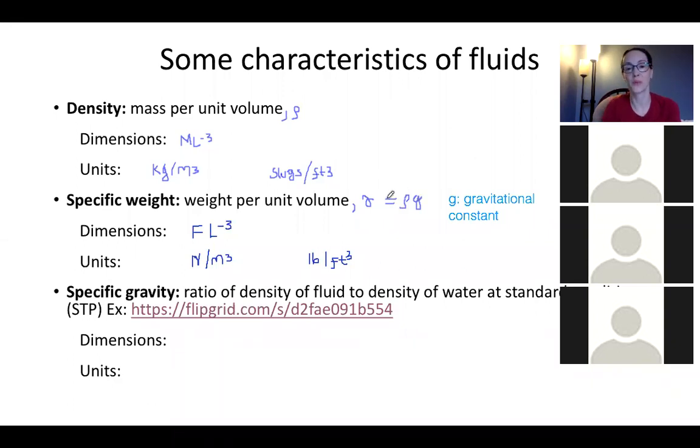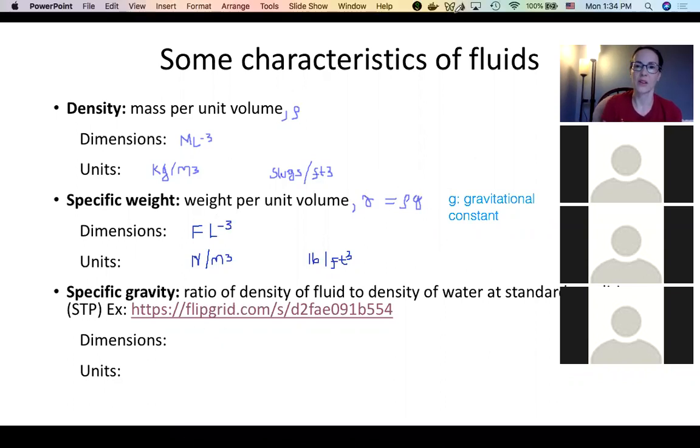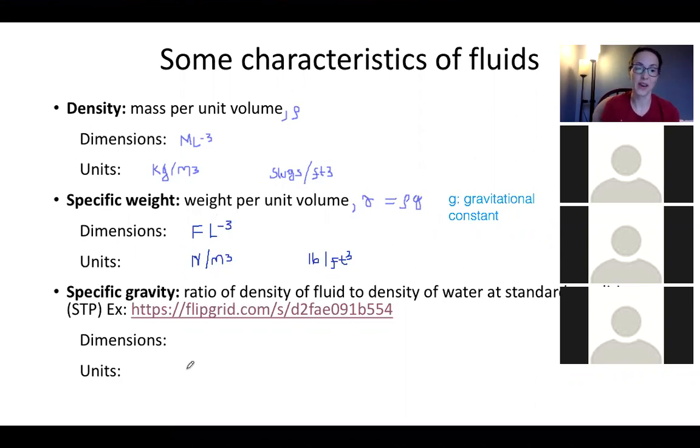So that's rho, right? So this is gamma equals rho times G, and rho is the density that we just covered, that first quantity up here. So that gives us units of, instead of mass per volume, force per volume when we multiply by G.